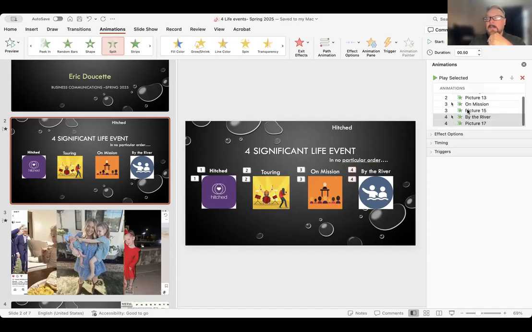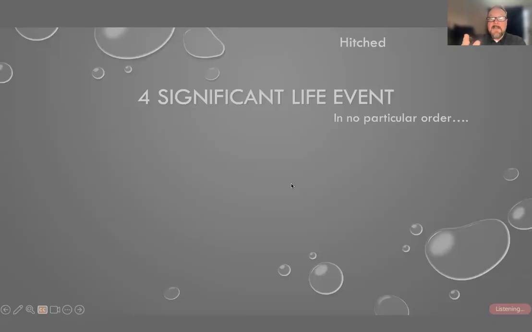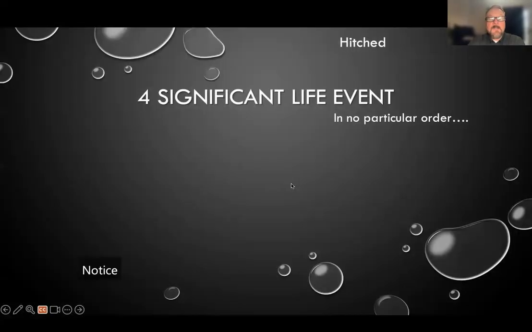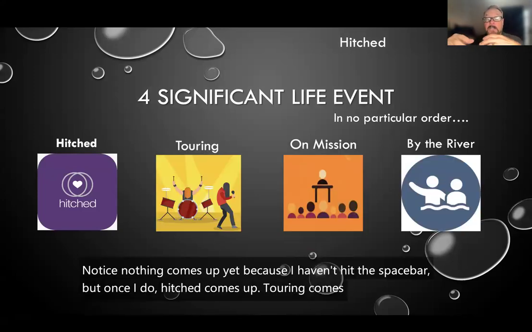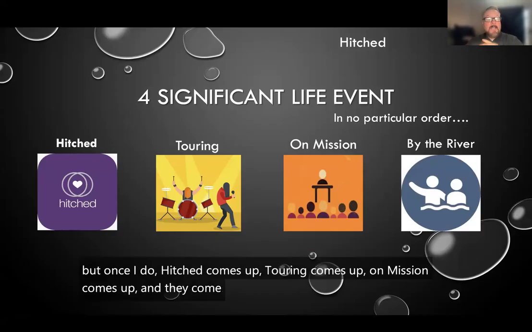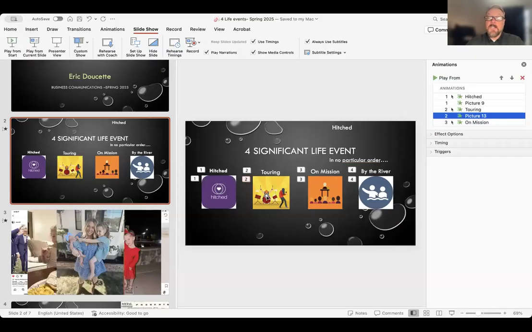in my animation pane. If I want to move the order of any of them, I can certainly just slide it where I want it, and it'll change the order. That's what the pane is for. And now if I was to play my show again from the current slide, notice nothing comes up yet because I haven't hit the space bar, but once I do, Hitched comes up, Touring comes up, On Mission comes up, and they come up in the animation for which I chose. So that's what we mean by using animations in PowerPoint, and it really does make your presentation a little more appealing and a little more exciting.